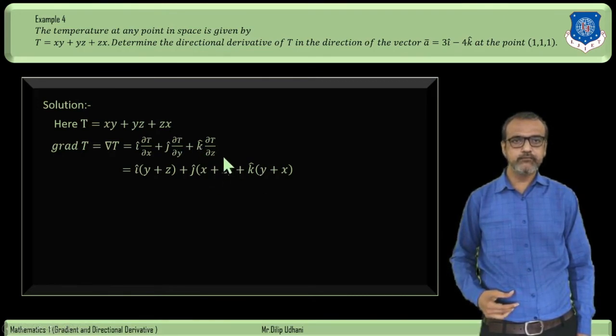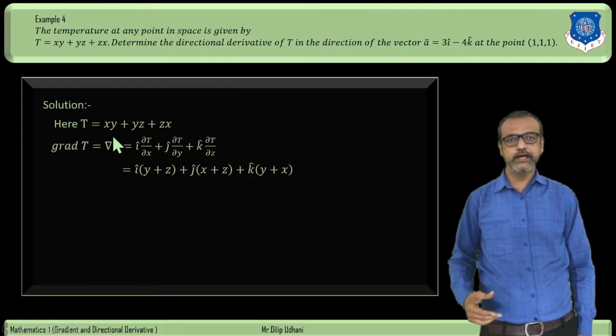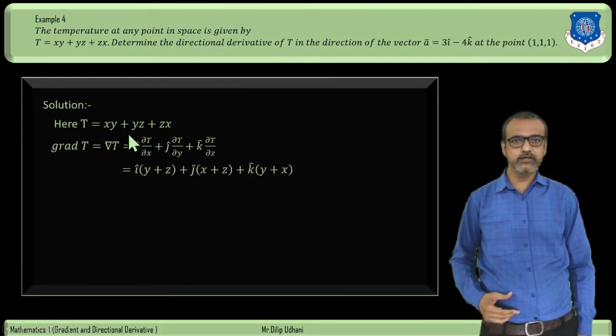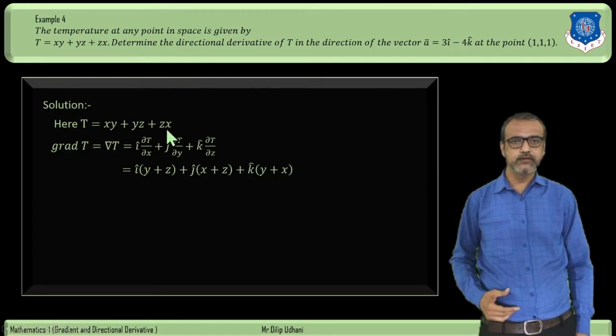Now plus k cap del T by del z, that is partial derivative of T with respect to z, so we will keep x and y constant and derivative of xy will be 0 because it is constant. For the term yz, y will be as it is and derivative of z is 1, so 1 into y, it is y. Then plus derivative of zx, derivative of z is 1 and 1 into x, the result is x.